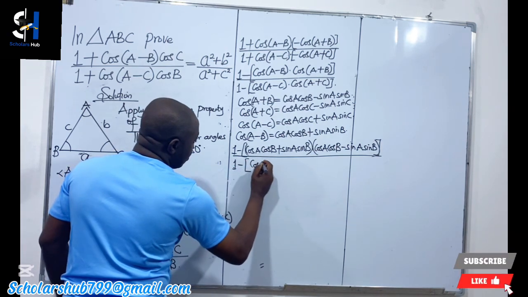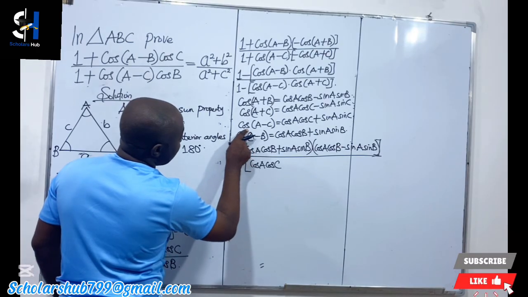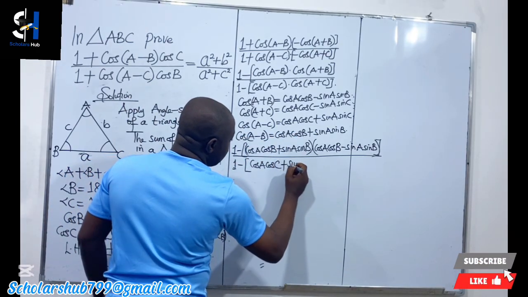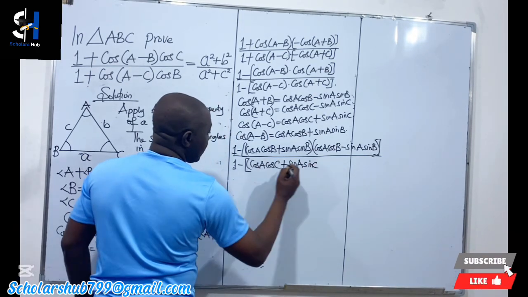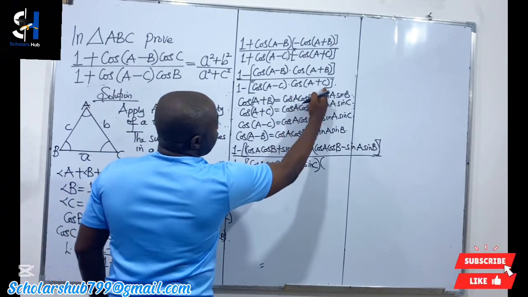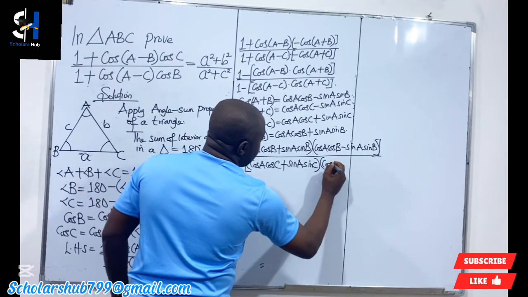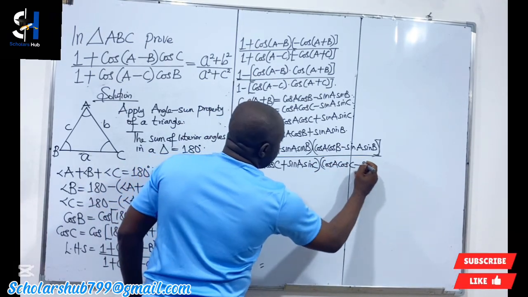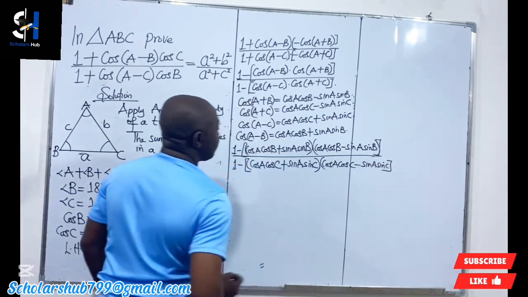So this will be, for cos(A minus C), cos A cos C plus sin A sin C. Then multiply by cos(A plus C). So for cos(A plus C), this will be cos A cos C minus sin A sin C.